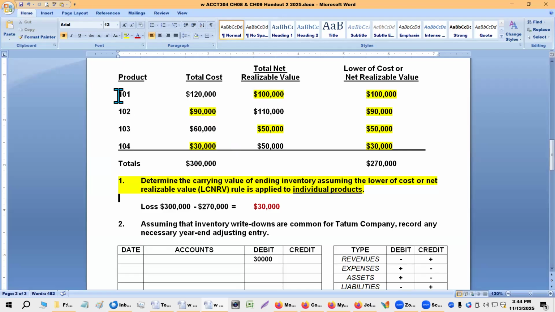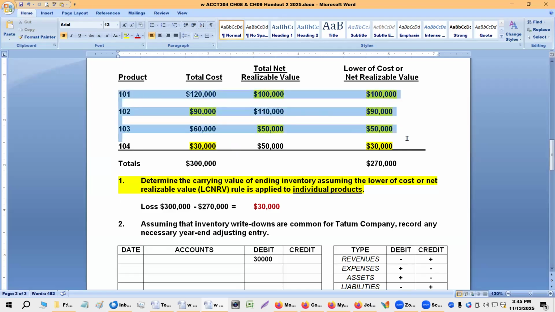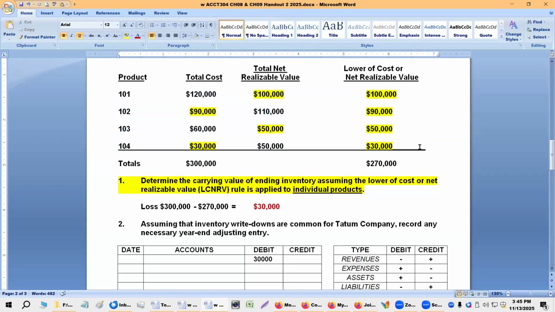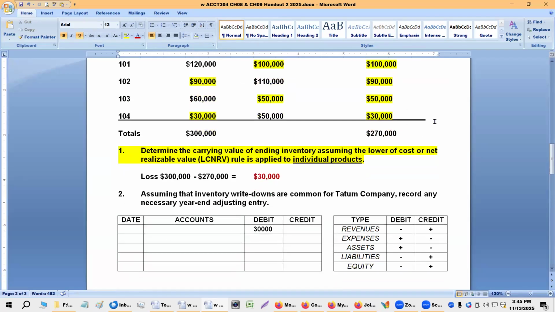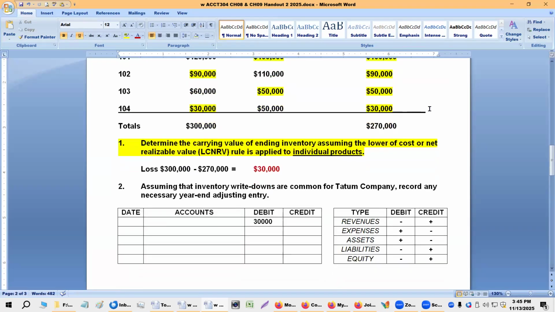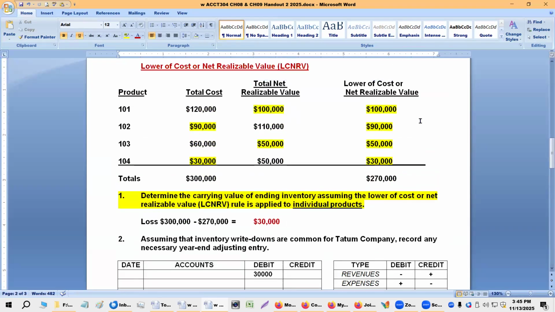So if these were all in the same category and you're doing it by category, you wouldn't write anything down. But if they're doing it by product, when do you do that? A lot of times they'll do that when it's more volatile, when you have products where the value fluctuates quite a bit. I don't know if it's fashion or something like that, something that will fluctuate quite a bit. That's when a lot of times they'll do it by product.